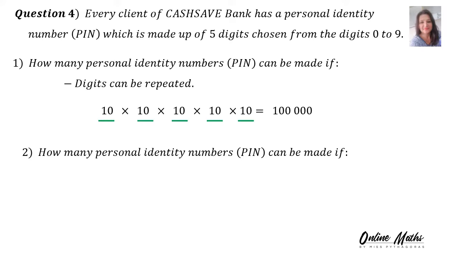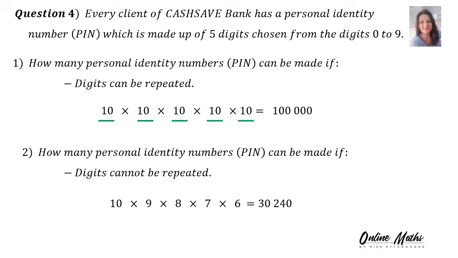Question 2. How many PIN numbers can be made if digits cannot be repeated? So remember, there's 5 digits that makes up your PIN. Therefore, in the first one, there will be 10 possibilities. The next one, 9, 8, 7, 6. And our answer, 30,240.